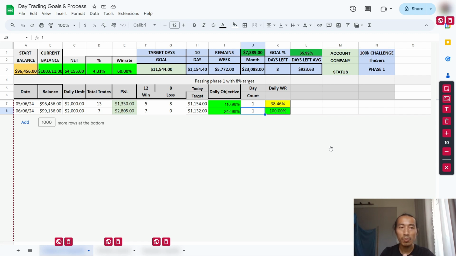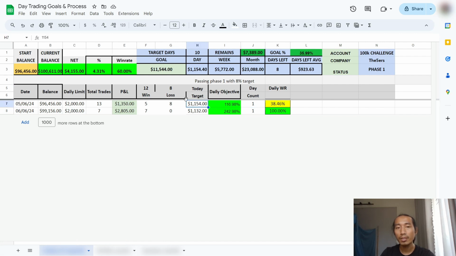My target to pass the challenge is around 2 weeks, which is 10 trading days. Because I am currently in drawdown, I need around 11,500 to actually pass phase one. So if my target is within 2 weeks, that means my target for yesterday was around 1,100, but I got around 1,003, which is more than I needed. So I know exactly that I can walk away. I don't need to trade that day anymore.